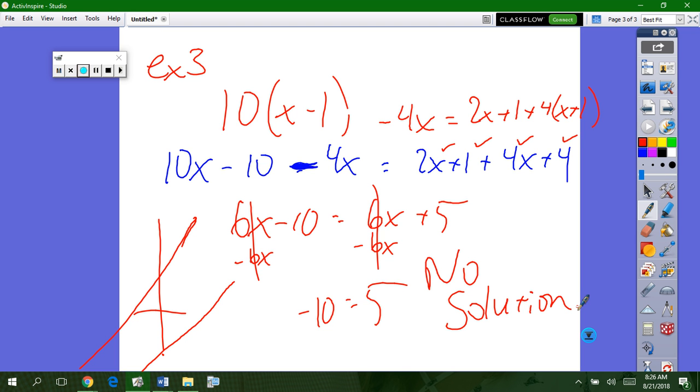Okay, does that make sense? Why it's a no solution though? Because no time when I put it, let's say I put x is 2, that's 12. 12 minus 10 is 2. That's 12 plus 5, does 2 equal 17? There's not a time that it'll ever work. Okay, go on.